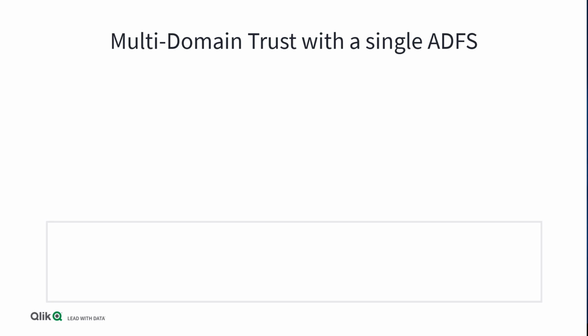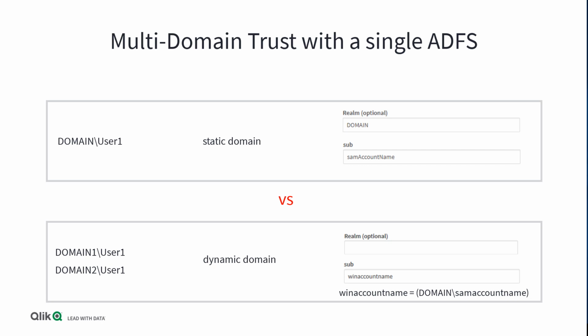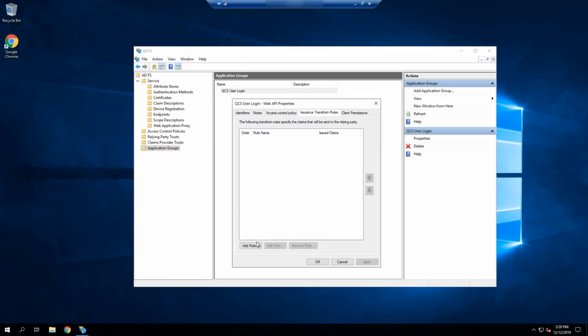If you have multiple domains that are trusted with a singular instance of ADFS for authentication, you will need a way to pass multiple domains, and setting a static domain won't suffice. We can achieve this by leaving the realm value in QCS empty and sending win account name as a claim from ADFS, which includes both the domain and the user ID. This claim can then be used as the subject, which QSC SaaS will be able to parse both the domain and the user. This method allows for dynamic domains versus static if it were to be hard-coded as a string in QSC SaaS. We will follow this method in this video, as it can also be used for single domain environments. So, in this example, we need to set up two rules.